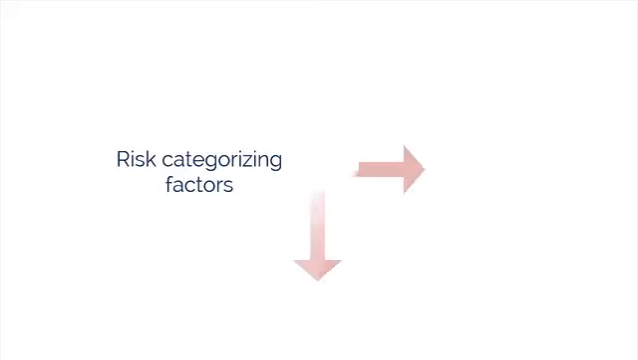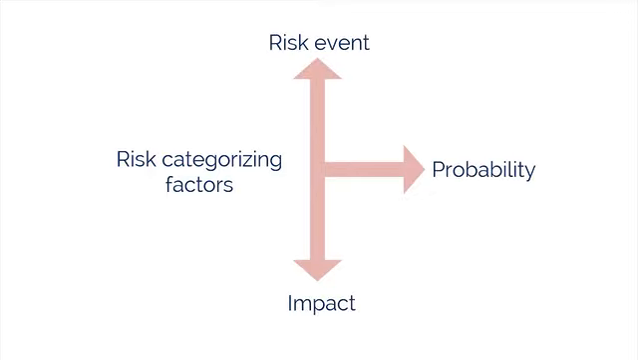Factors that are used to categorize risk are risk event, probability, and impact. Risk is measured by the combination of the probability of a perceived threat or opportunity occurring, the P, and the magnitude of its impact, in other words, the I, on objectives. The accumulation of all the risks makes up the risk exposure of a project or an organization.